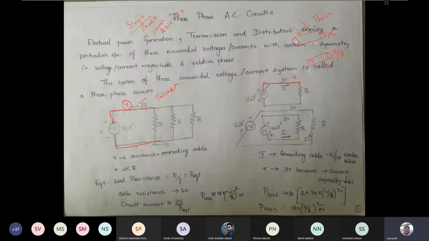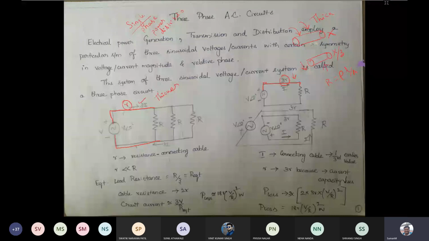Now for the cable connecting the generating station and the load, the cable resistance is increased compared to the previous case, because when the conductor size is reduced, the resistance is increased, because you know that R is equal to rho into L by A.